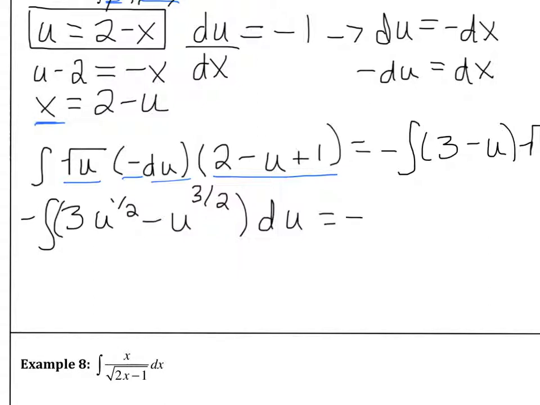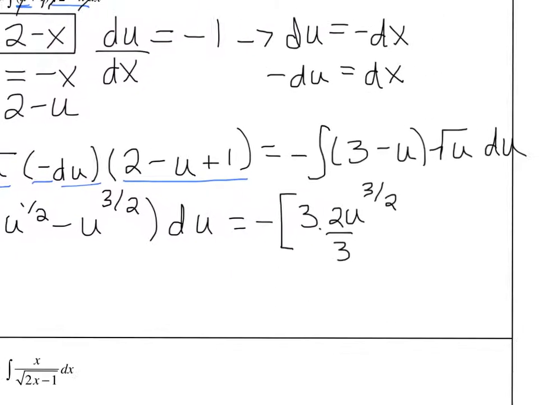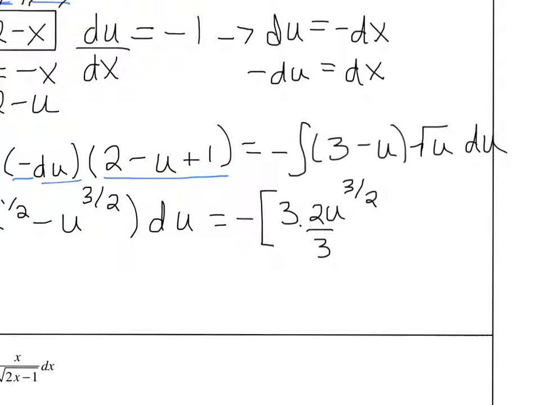And then this will integrate to 3 u to the 3/2 over 3/2, which is times 2/3. And then u to the 3/2 will integrate to u to the 5/2 over 5/2, which is times 2/5. And then we'll throw the plus c on there.